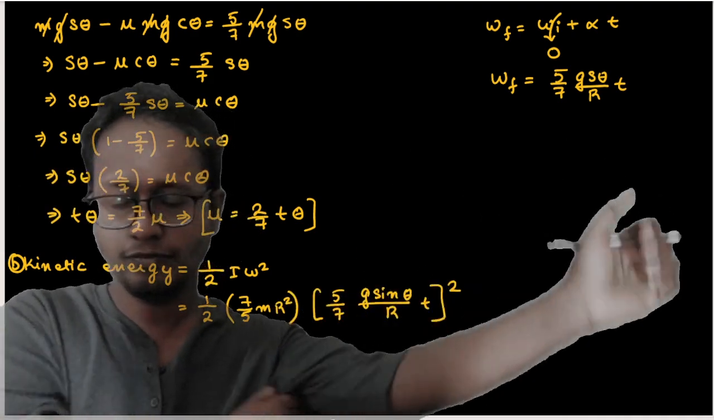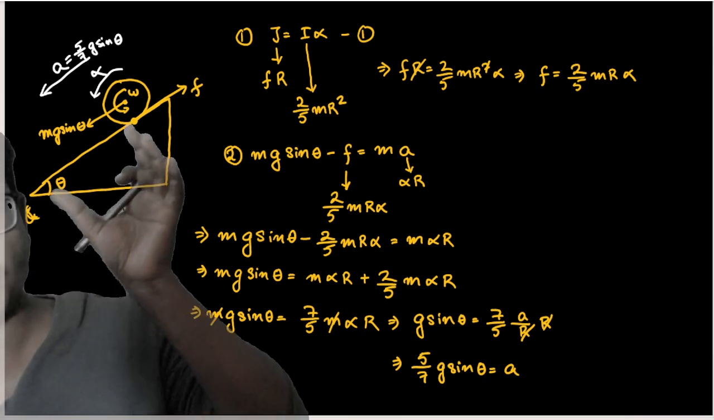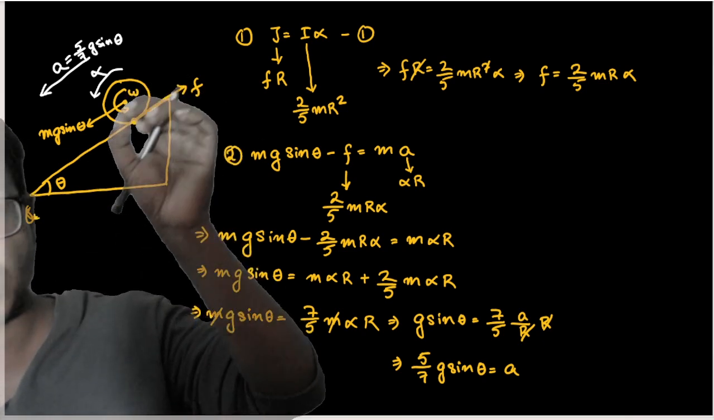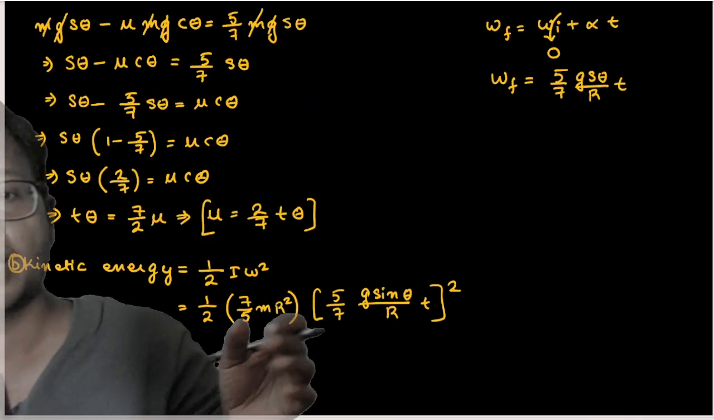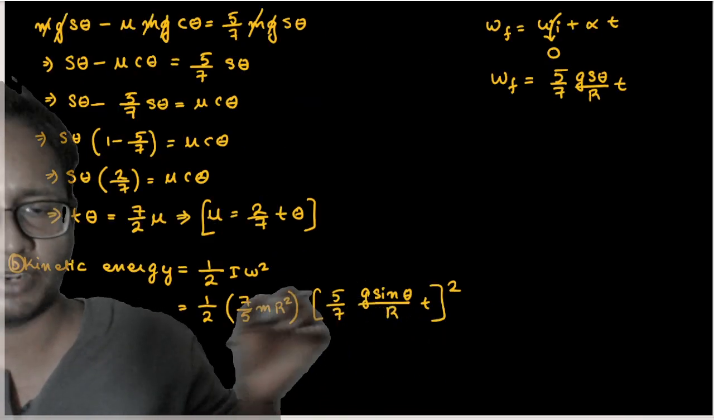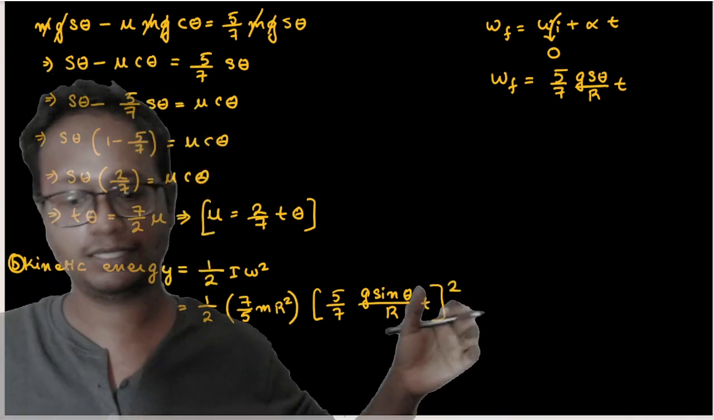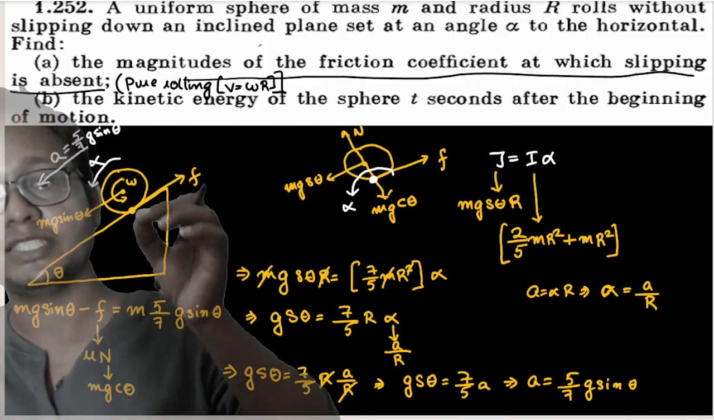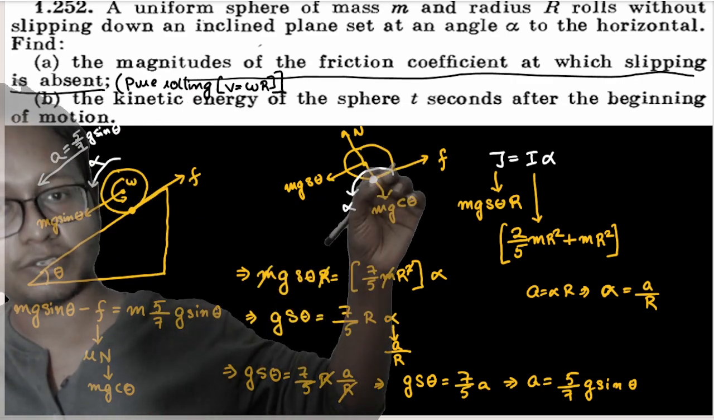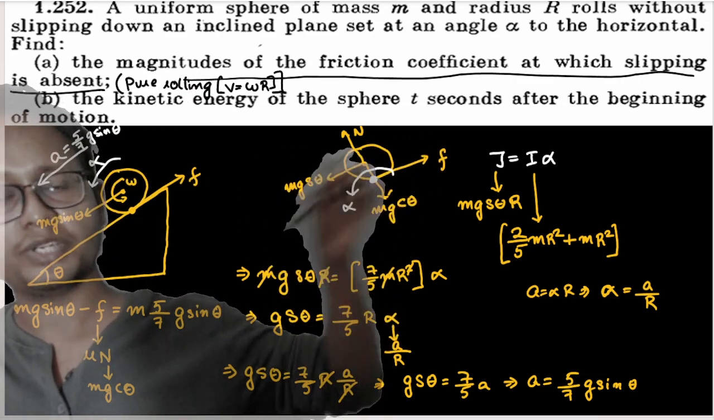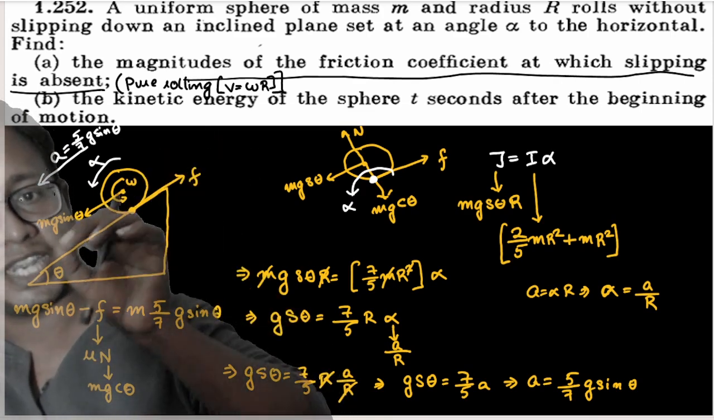So what is happening out here? See, one thing, and pay attention very carefully. When you are applying from ground frame of reference, there is a rotational kinetic energy. That means you have to apply 2 by 5 m r square into angular velocity whole square. Then fine, you also have to add translational kinetic energy. From ground frame of reference, this is rolling plus moving, isn't it? From instantaneous axis of rotation, this is rolling only. Okay, so there is no translational motion.